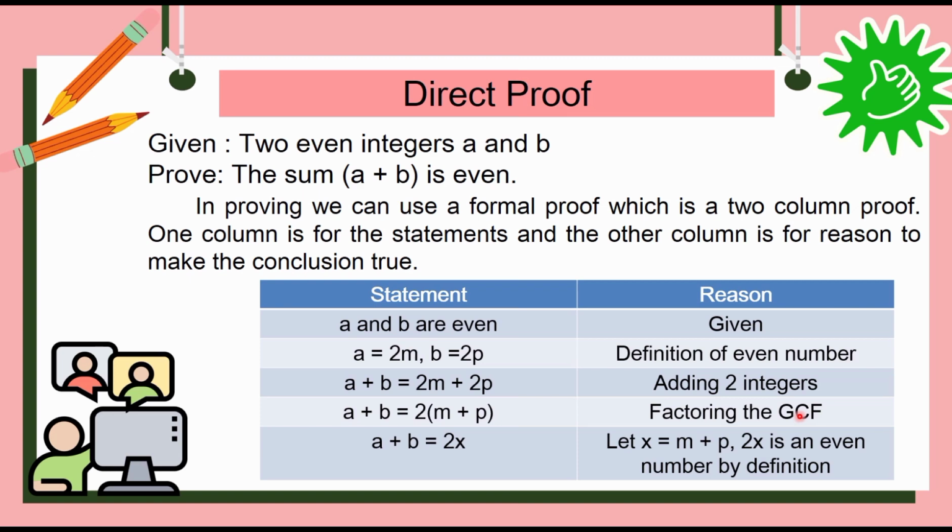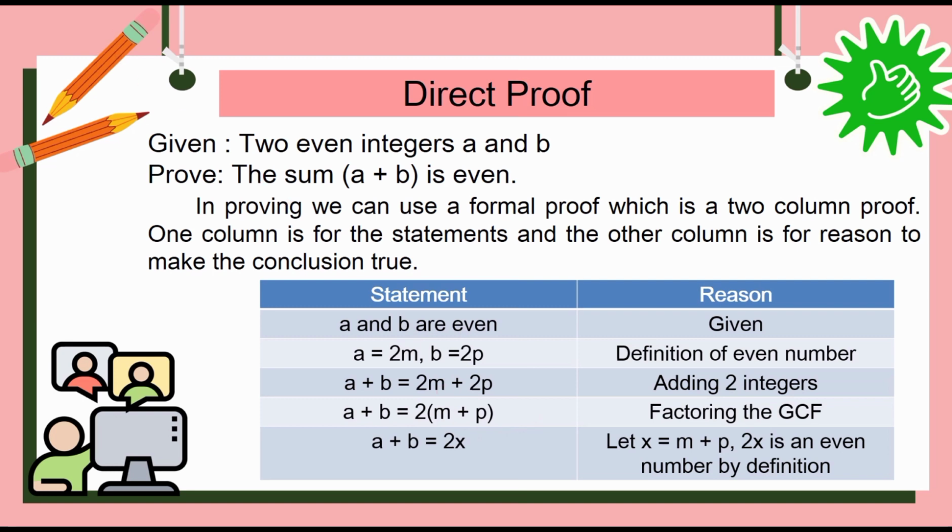And then, next, we have a plus b is equal to 2x. Ma'am, paano po naging 2x? I-represent niyo yung m plus p ng x. So, ito yun. Let x is equal to m plus p. So, therefore, 2x is an even number by definition. So, therefore, the sum a plus b is even. So, napatunayan natin siya using the two-column proof.